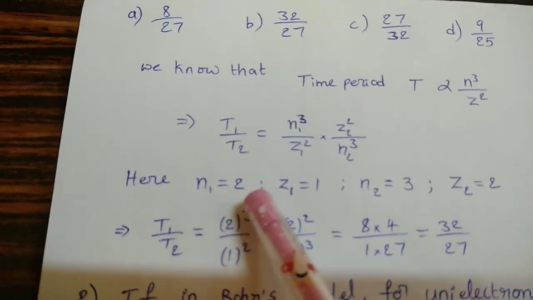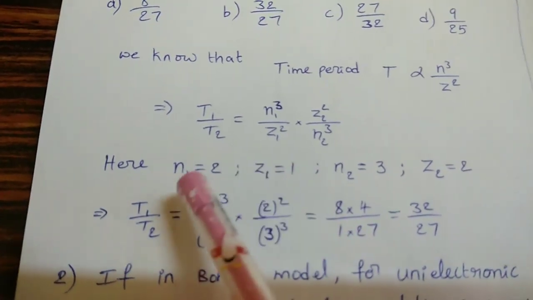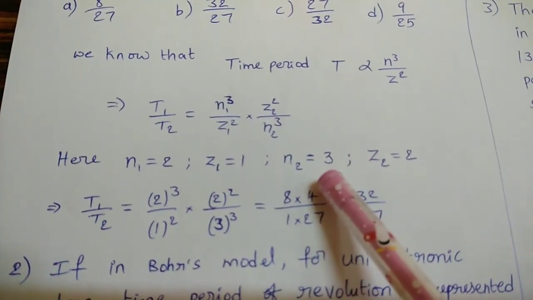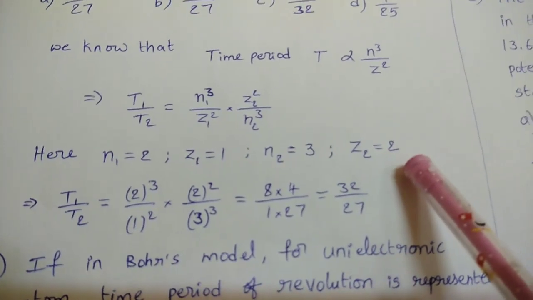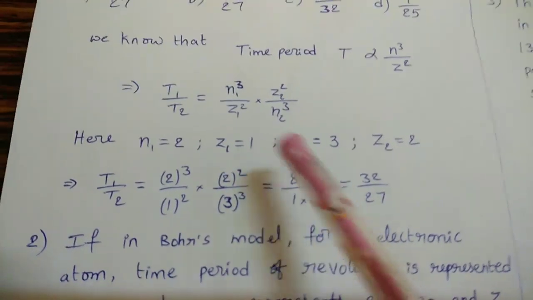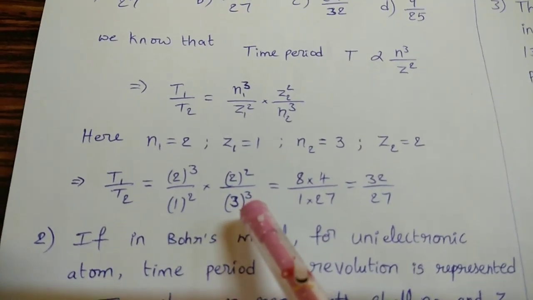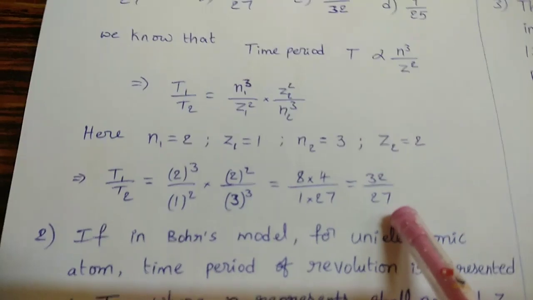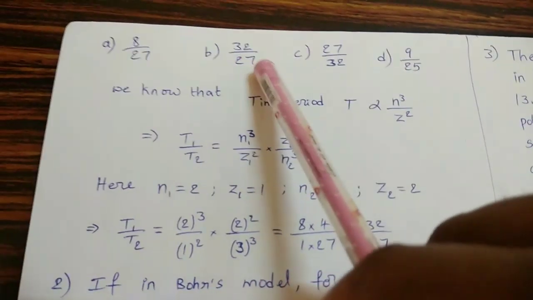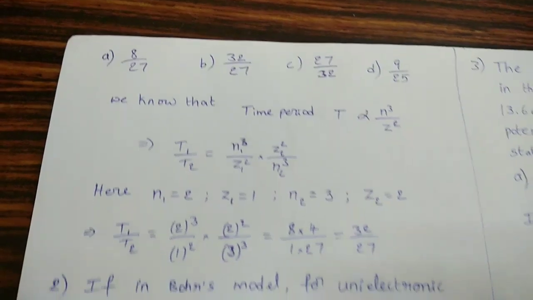Here, n1 equal to 2, Z1 equal to 1, that means hydrogen atom second orbit. n2 equal to 3, Z2 equal to 2, that means helium third orbit. For this, we have to find the time period ratio. Substitute n1, n2, Z1, Z2, then we can get this one. So what is the option? Option B is the answer. Okay, this is related to the time period numerical.